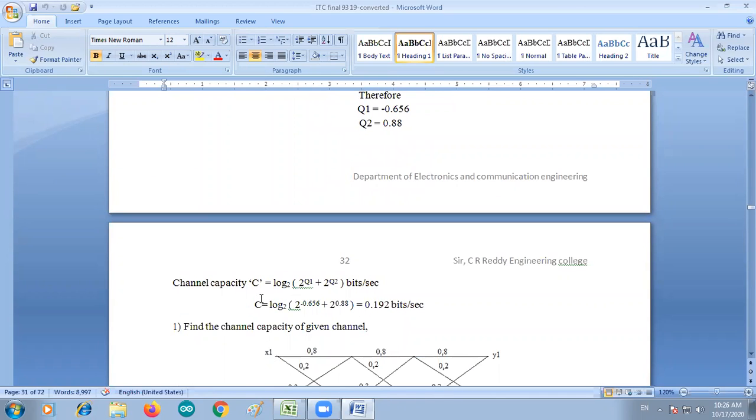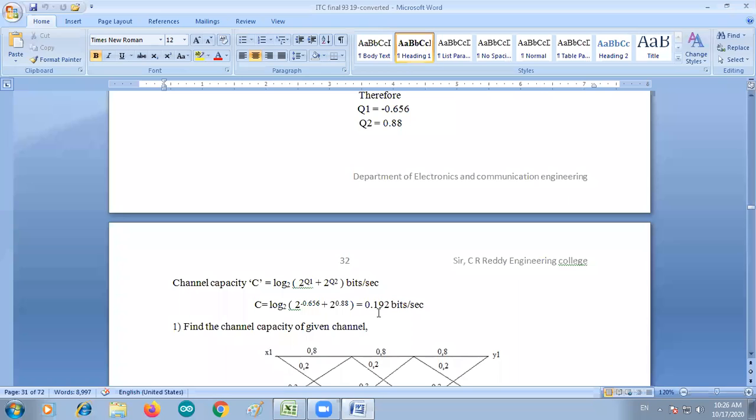Channel capacity C is equal to log of 2 to the power of Q1 plus 2 to the power of Q2, base 2. So Q1 is equal to minus 0.656, Q2 is equal to 0.88. Simply substitute in the formula: 2 to the power of minus 0.656 plus 2 to the power of 0.88. Now the value is 0.192 bits per second.